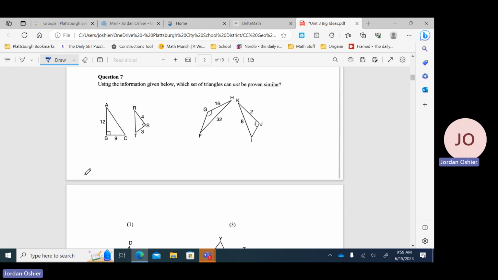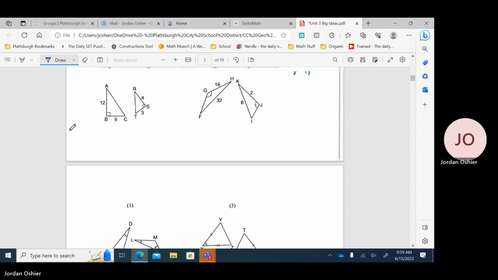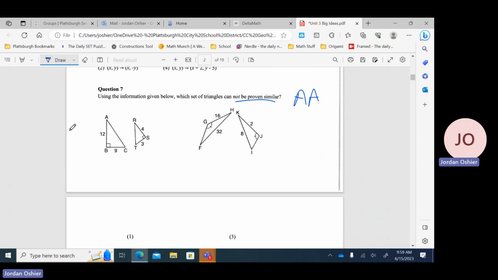In 7, we have the information given. Which one cannot be proven similar? Remember, angle is usually a yes for similar. So I'm going to look for that one first, and it's right here in choice 2. So I'm getting rid of that. This is side angle, side angle, side. We know that that works. So that one would be a yes, not a not proven similar, which then leaves us with the 2 up top.